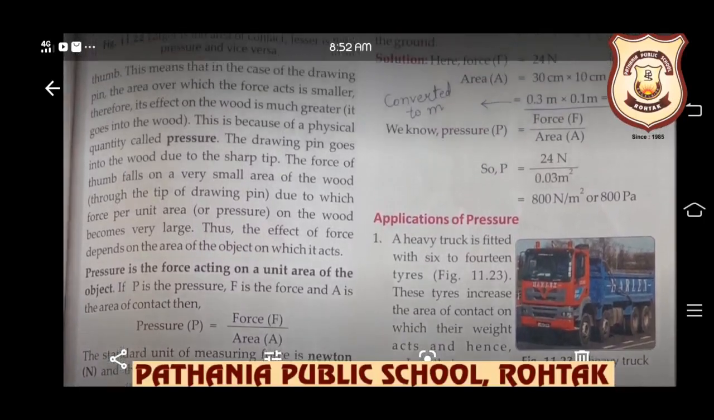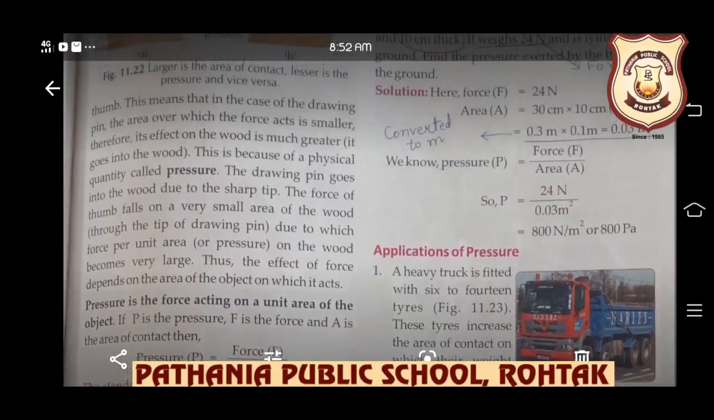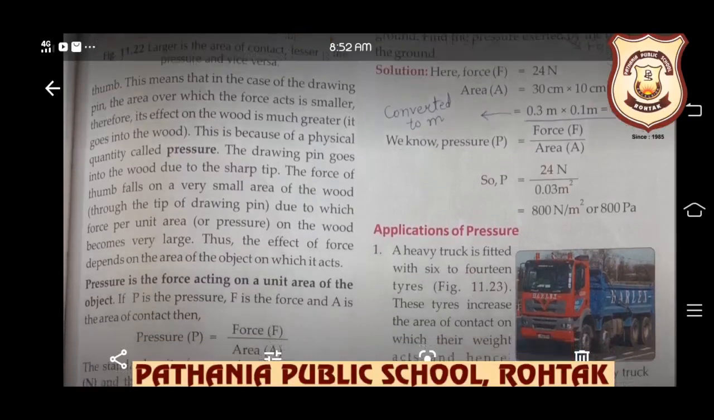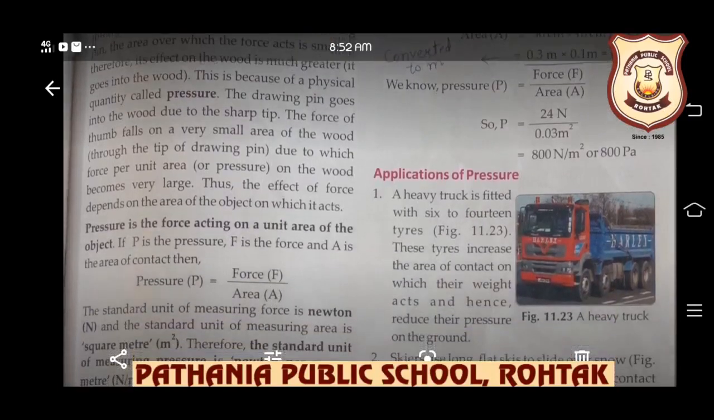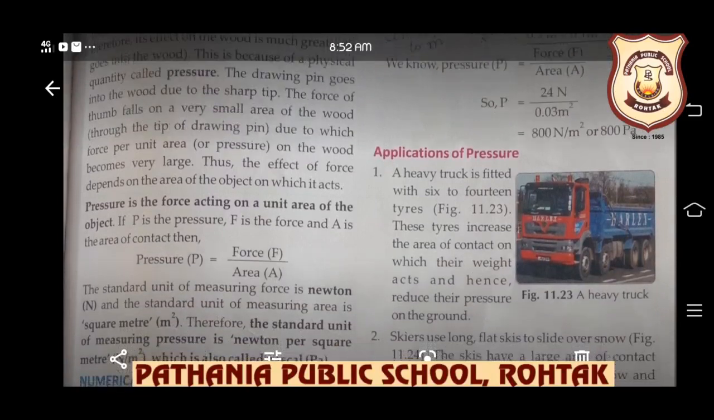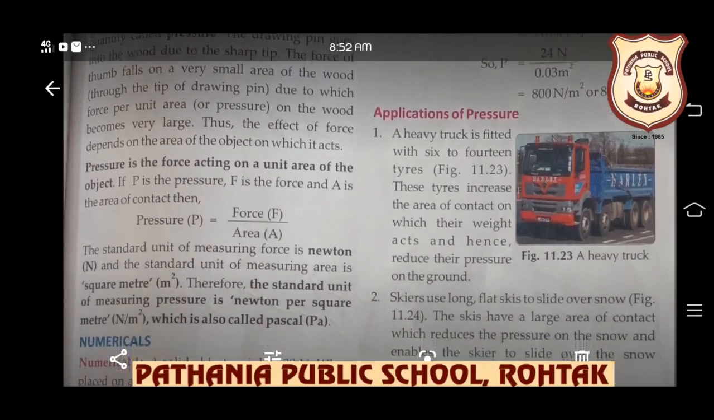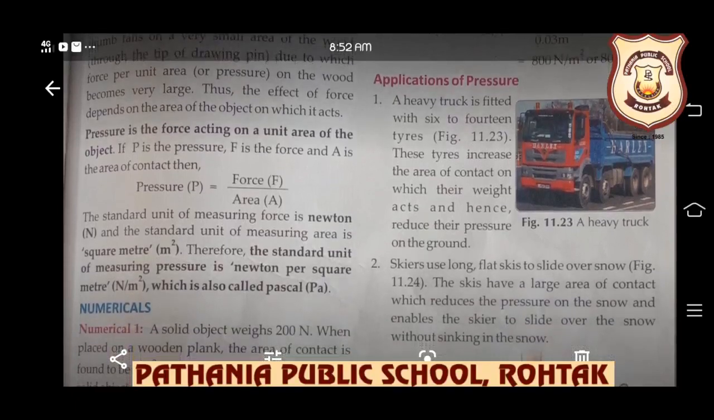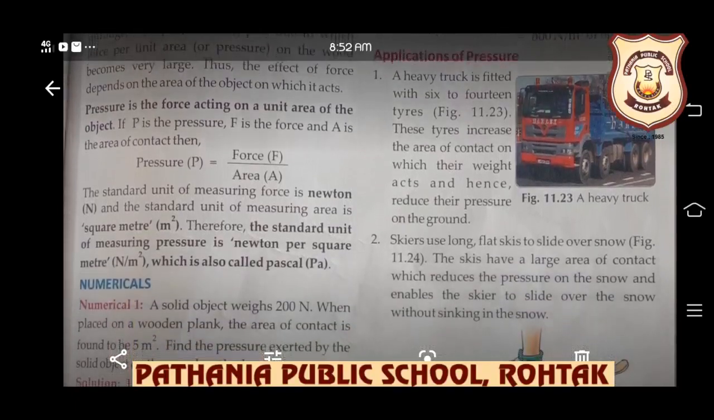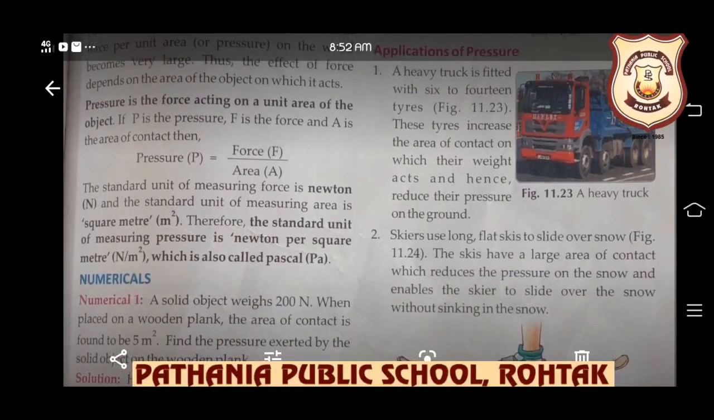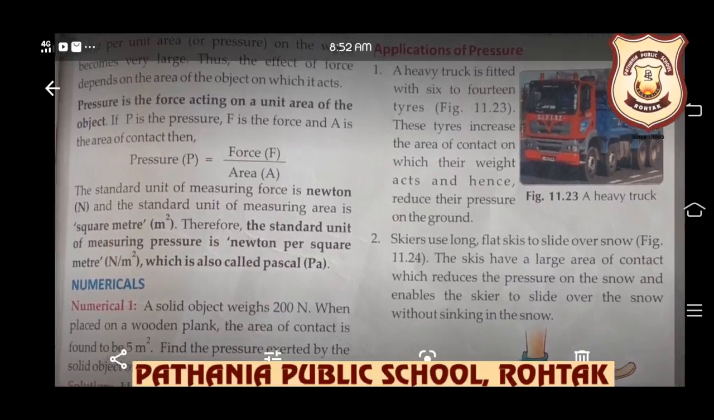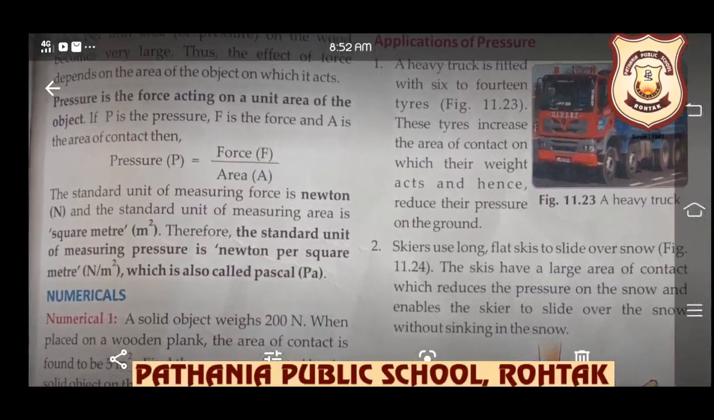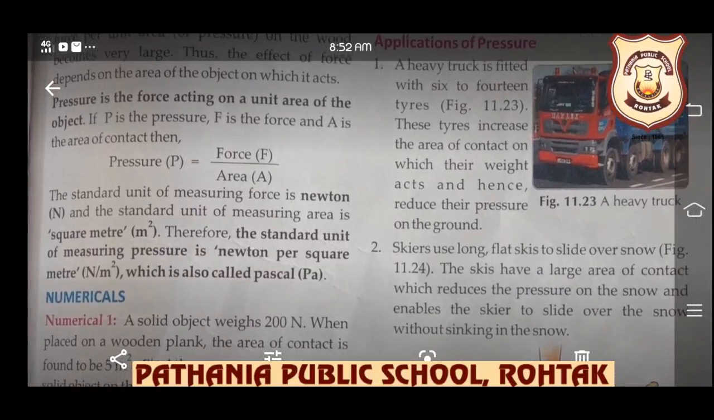So, what does this mean? This means that in case of the drawing pin, the area over which the force acts is smaller. Therefore, its effect on the wood is much greater. It goes into the wood. This is because of a physical quantity called pressure.